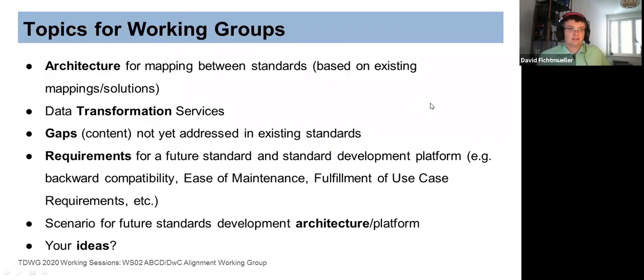So let's now look at the topics for the working groups. Those are, as I already said, just suggestions from our side, things that could be discussed. You have the same list in the document as well, and there I guess there have been some additional remarks, and then a list of names has been added. So first we have the question of the architecture for mapping between standards.